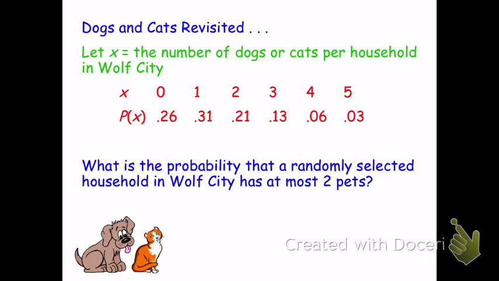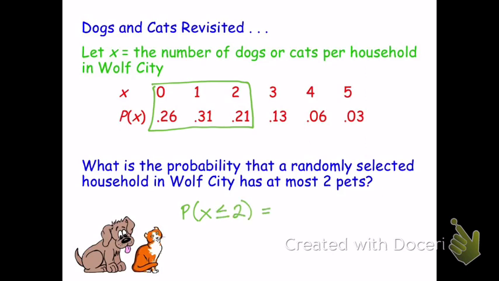So based off of this, you can answer questions such as, what is the probability that a randomly selected household has at most 2 pets? So what would that look like if I were to write a probability statement if it's at most 2 pets? So it'd be the probability that X is what? If it's at most 2. Less than or equal to 2. Yeah, 0, 1, and 2. So it would be X is less than or equal to 2.